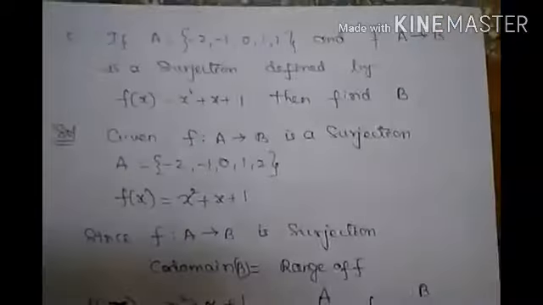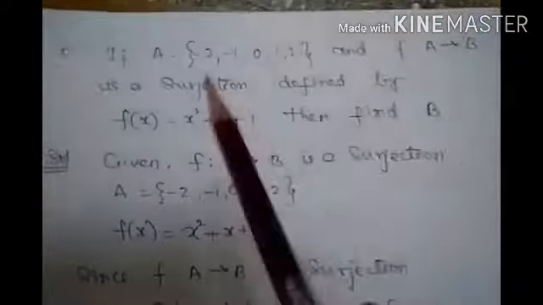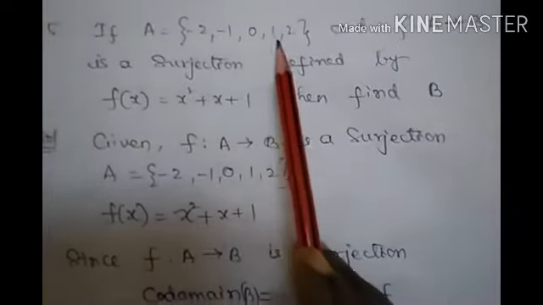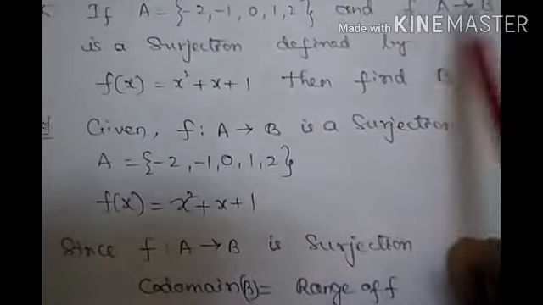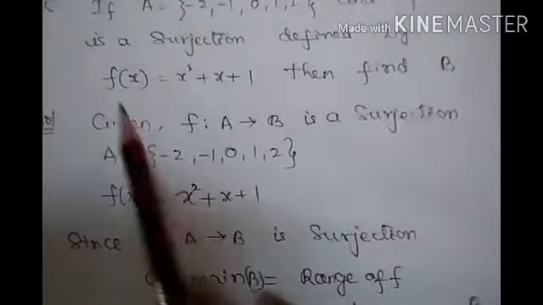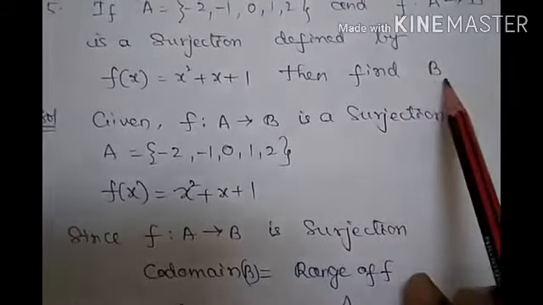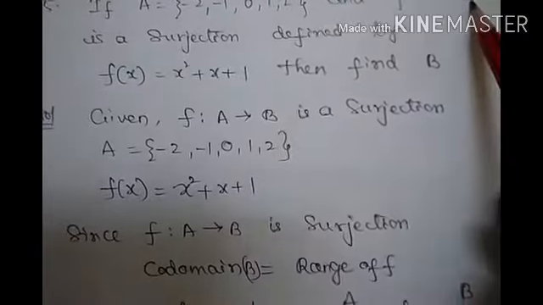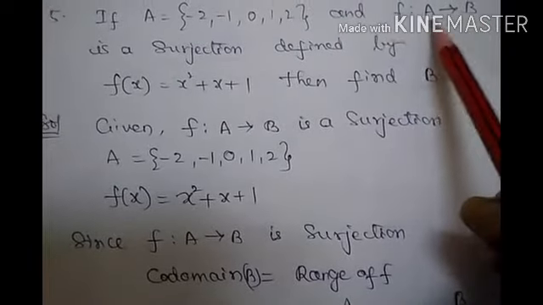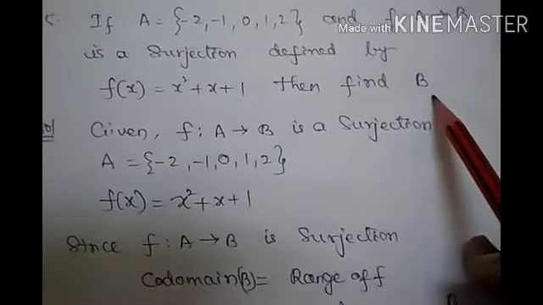Understood? Next problem, fifth one. If a equal to set of all minus 2, minus 1, 0, 1, 2 and f from a to b is a surjection defined by f of x is equal to x square plus x plus 1, then find b. What is b? Codomain. F from a to b is a function. That means here a is the domain and b is the codomain. You have to find out the codomain.